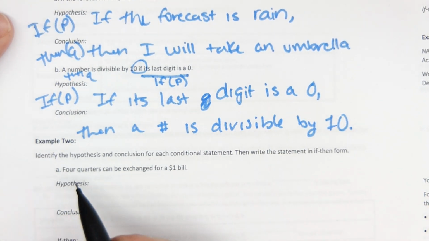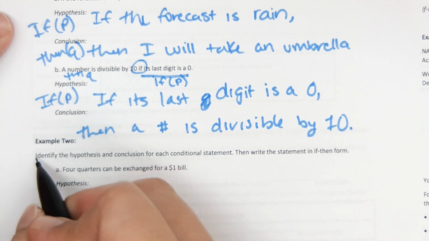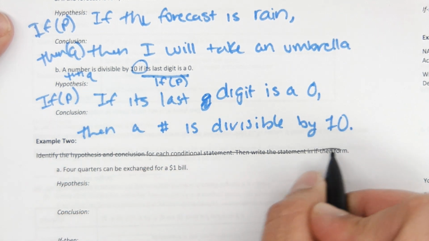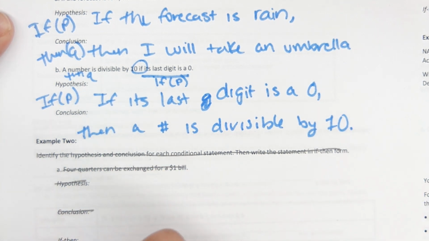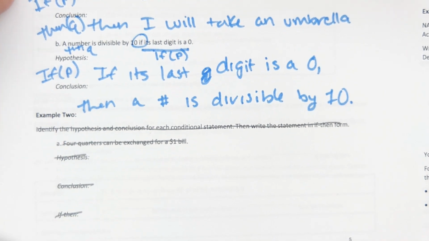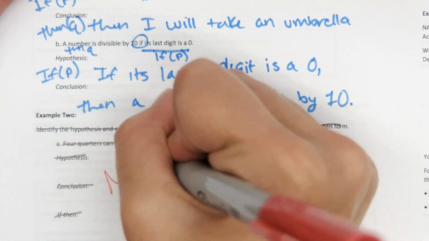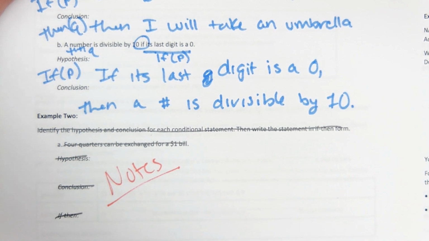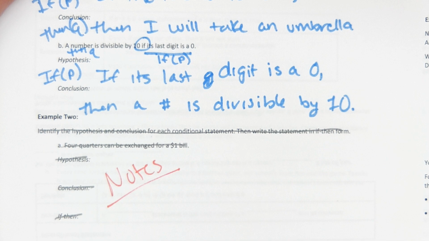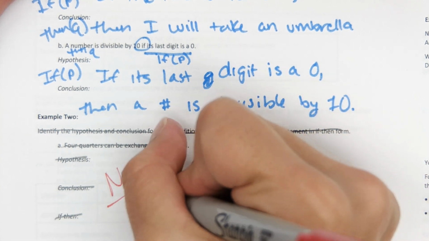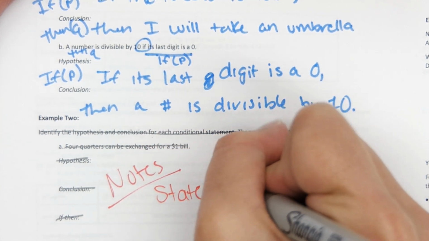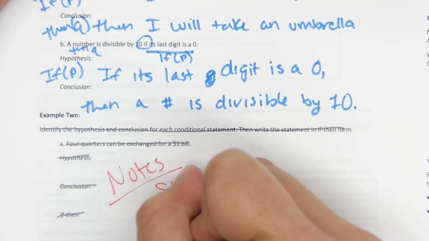Example 2 down here, we're just going to cross it out. Down here, I'm going to make a little notes or vocabulary that we need to know. And these two words are statement and negation.